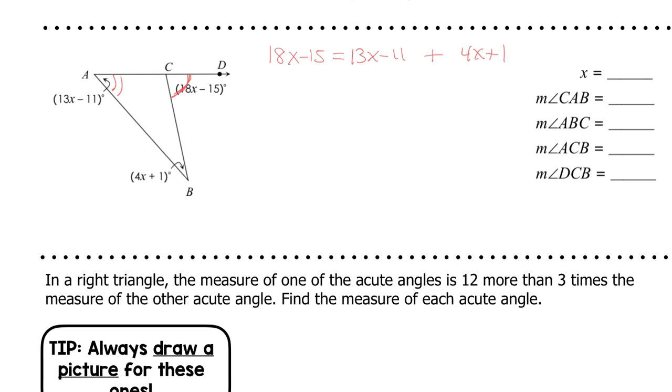So just like before, combine like terms. I'm going to combine like terms on this right side of the equation. That ends up giving me 17x, and then the negative 11 and the positive 1 becomes negative 10.